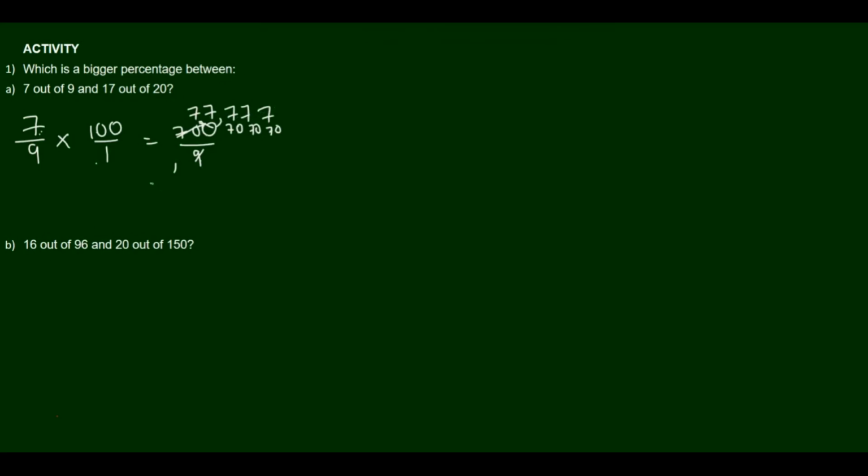So we can say this is 77.777% to 2 decimal places becomes 77, and then now this 7 will change and become 8 because of this 7. So it's going to be 77.78%. Right, and then 17 out of 20, then times 100 over 1. You can start by dividing by 10. 10 into 20 is 2.